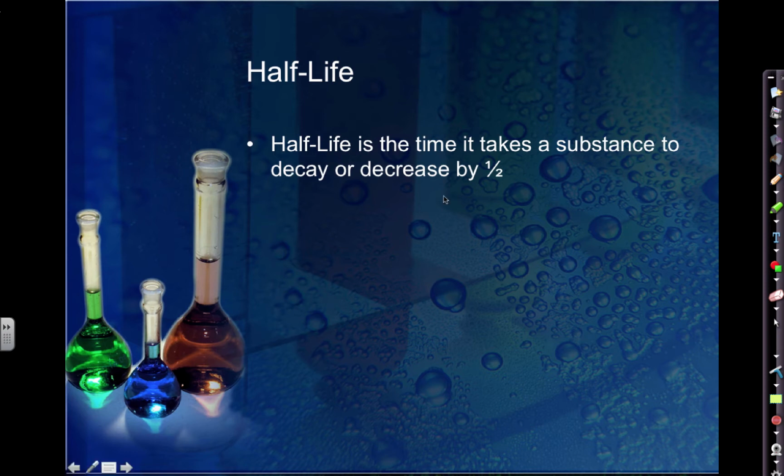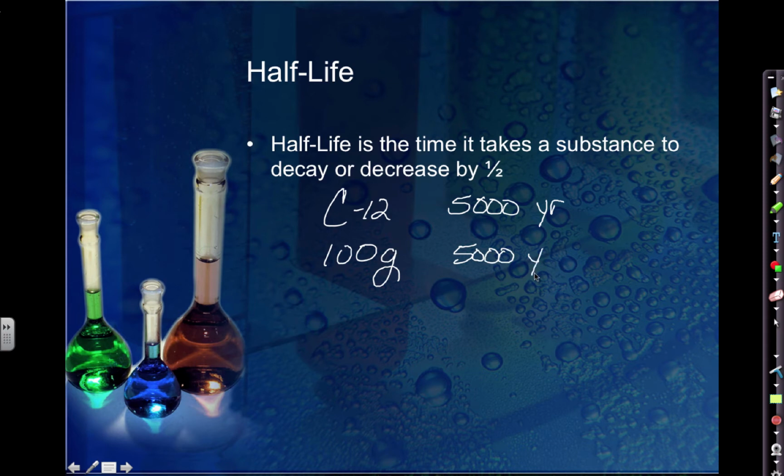So if I have carbon-12, carbon-12 has a half-life of about 5,000 years, somewhere around there. So it takes 5,000 years for half of that substance to decay. So if I had 100 grams of a substance and its half-life is 5,000 years, after 5,000 years, so after one half-life, only 50% of this would remain as carbon-12.